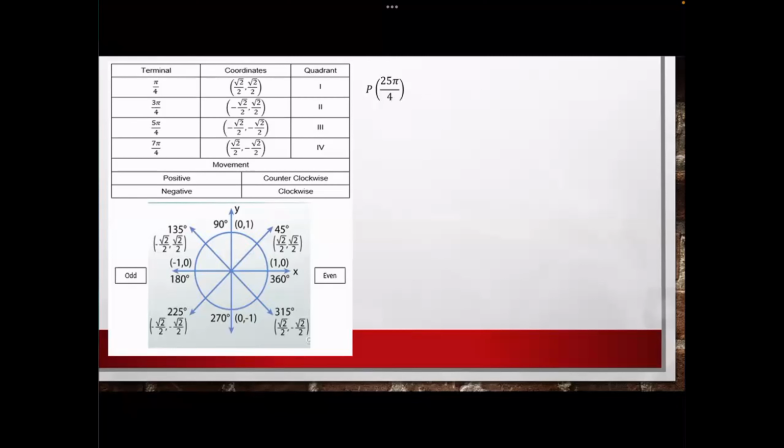Sir, ano pong pi yung 0.25? 0.25, that is 1/4. Thank you po. Tapos yung isa ay, ang 0.75 ay 3/4.